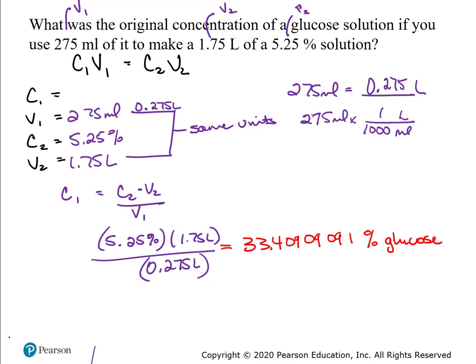Right, so if you see 275, 3 significant figures, 1.75, 3 significant figures, 5.25, 3 significant figures. So the first 3 significant figures is a 33.3. Next number is a 0, so all those round off. So it'd be 33.4% glucose. That's the original concentration, or my C1.